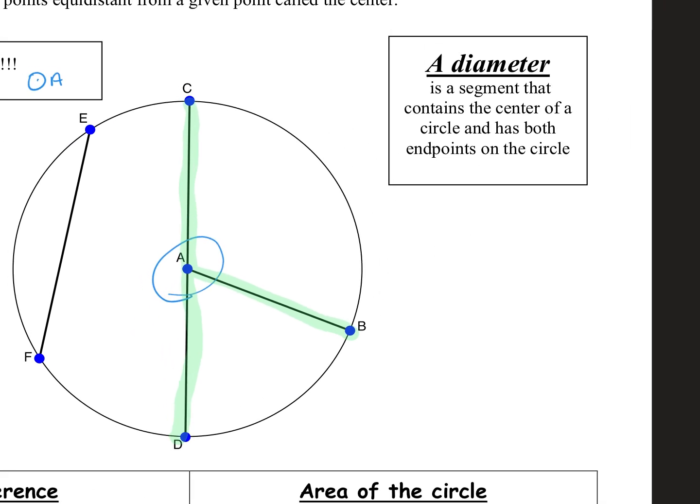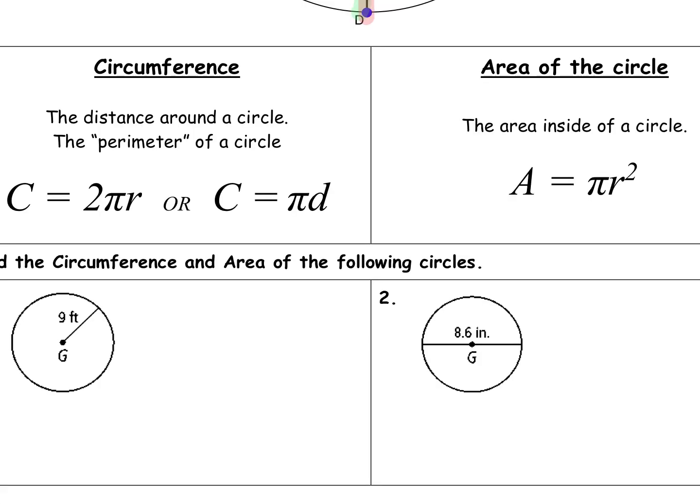As far as diameter, diameters are going to go all the way across the circle, so in this case it's going to be CD or DC. Just remember that these are segments, so make sure you label them as such. We're going to be covering two main formulas today on the front side of the notes: circumference and area.